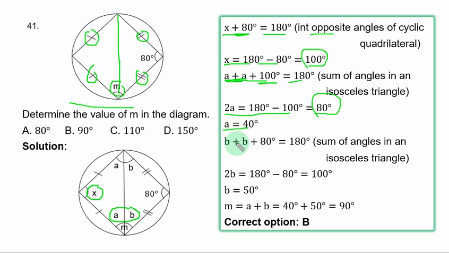In the second triangle, you add the three angles. The sum is 180 degrees. You transfer this term while you add these two together, and you have 2B equal to 180 degrees minus 80 degrees, and that is 100 degrees. Divide through by 2, B is equal to 50 degrees. Now M is equal to A plus B, and that is 40 degrees plus 50 degrees, and you have 90 degrees. B is the correct option.